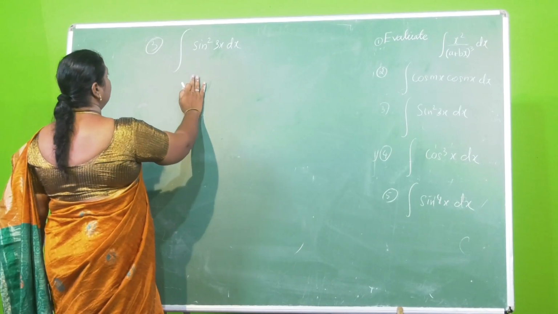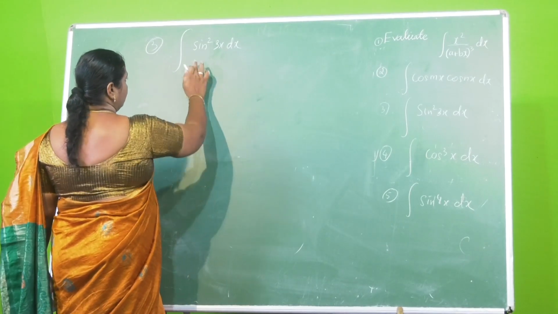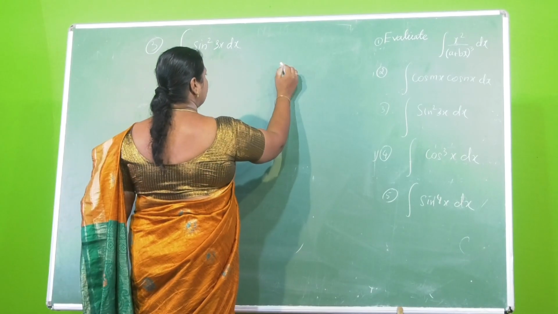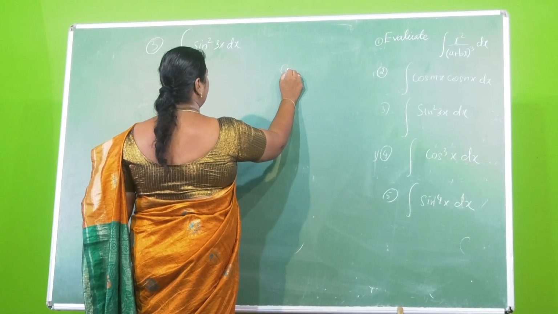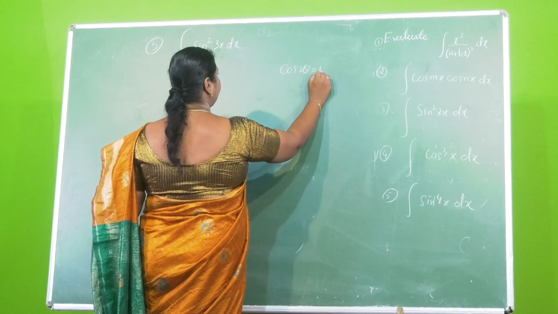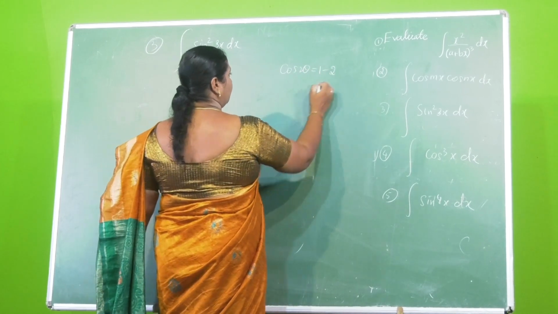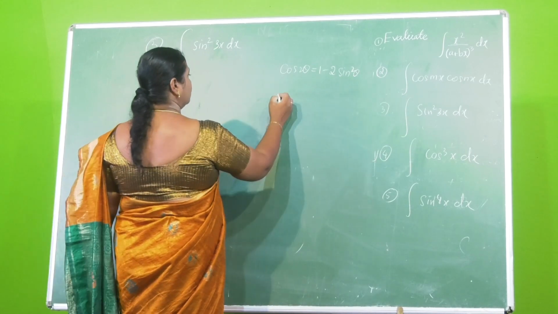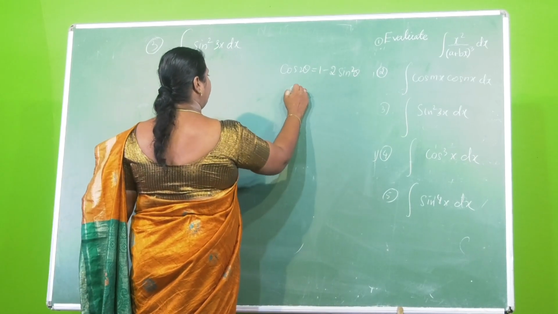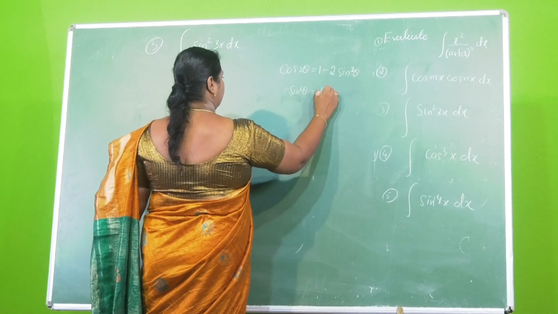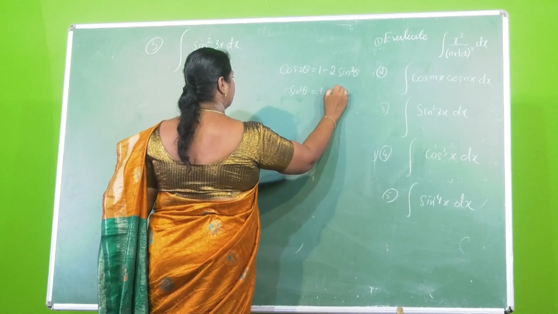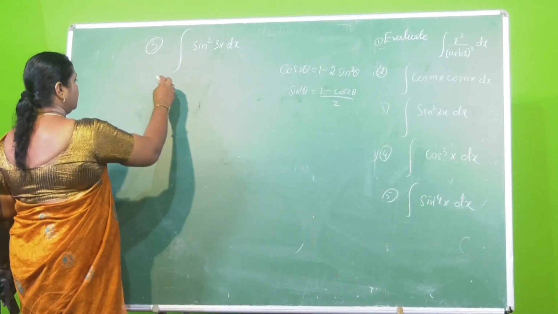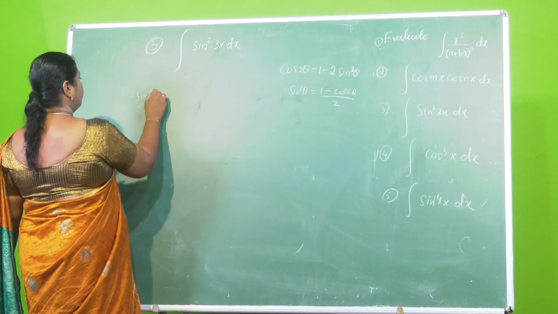Okay. So, here again, as in case 2, we have sine square 3x. So, how to solve that? We have to use the same trigonometric formula. What is that? Cos 2 theta is equal to 1 minus 2 sine square theta. Then sine square theta will be 1 minus cos 2 theta divided by 2.